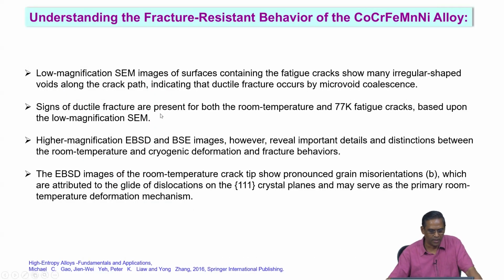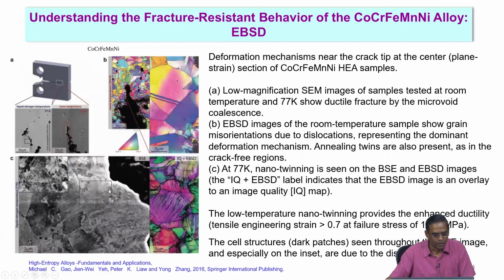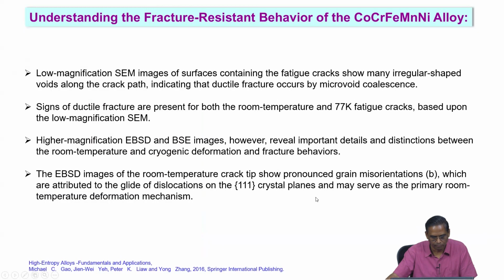Signs of ductile fracture are present in both room temperature and 77 Kelvin fatigue cracks based upon the low magnification SEM. High magnification EBSD and BSE images, however, reveal the important details and distinction between the room temperature and cryogenic deformation and fracture behavior. So at least you should be able to appreciate what is room temperature deformation here, and this is cryo. You see a significant difference in the deformation behavior. Yeah, high density of nanotwins.